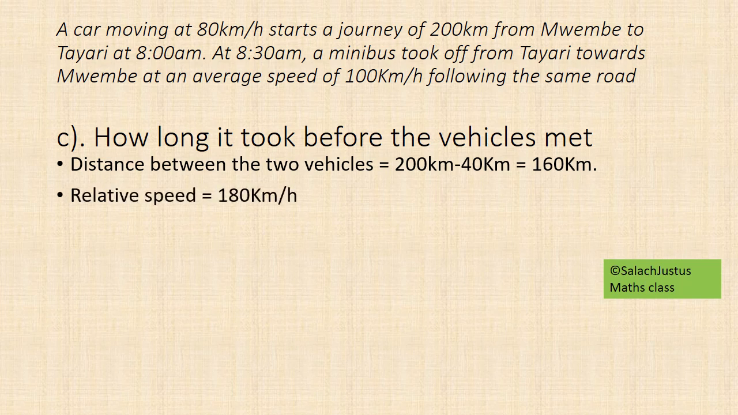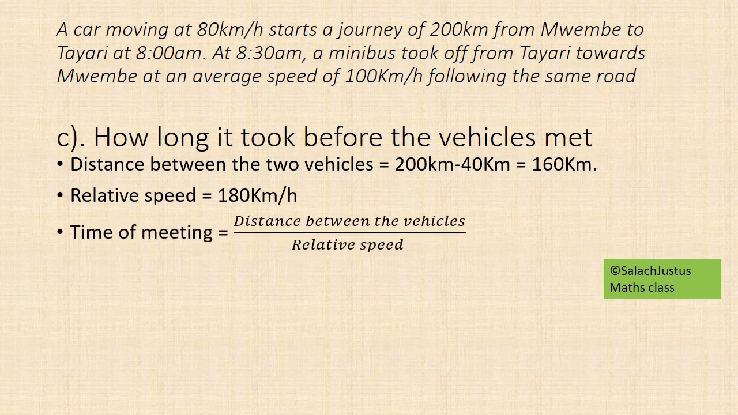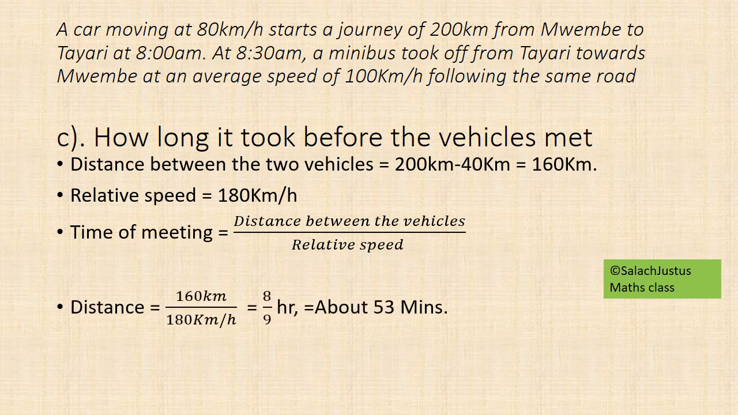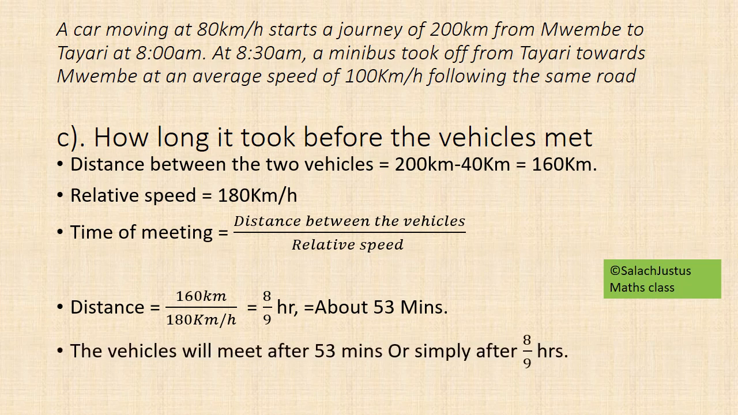The relative speed already calculated before is 180 kilometers per hour. So the time of meeting shall be distance between the two vehicles divided by the relative speed, which is 160 divided by 180, gives us 8/9 of an hour, or about 53 minutes. This can be written as about 53 minutes or 8/9 of an hour.